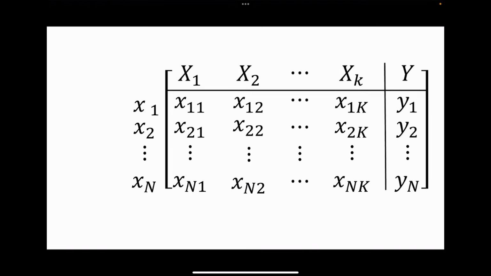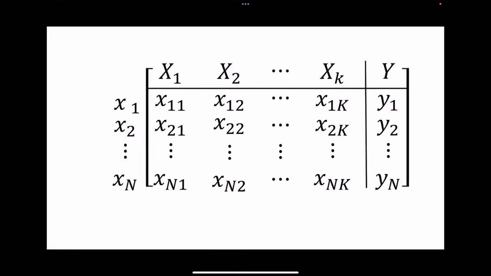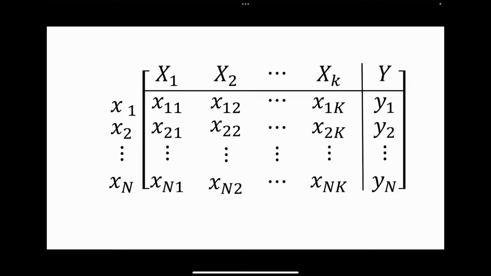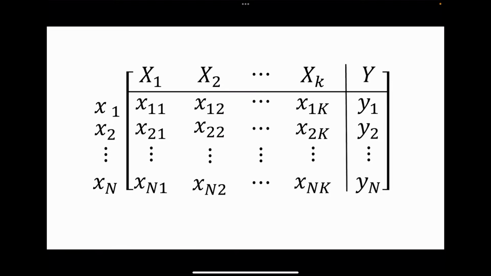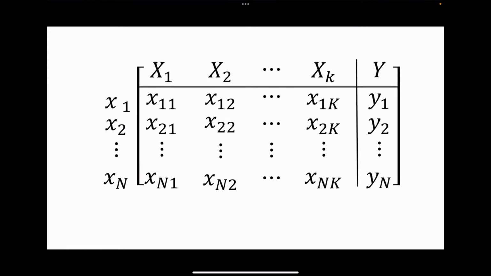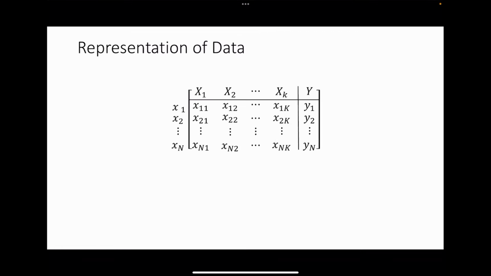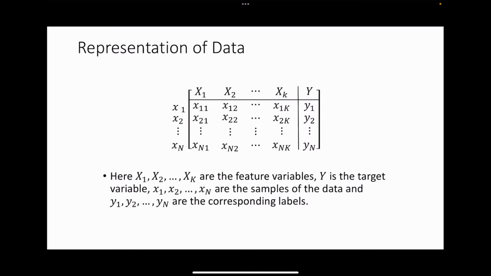Then x11 is the first sample, first attribute. x12 is attribute 2 related to the first sample. Similarly, x1k will be attribute k with respect to the first sample. Similarly, y1 is the output label corresponding to sample x1. Then x21 is attribute 1 corresponding to sample 2, and so on. This is the mathematical representation for data, and it can be represented in a tabular or matrix form. x1, x2, xk are the feature variables, and y is the target variable. The samples of data are x1, x2, xn, and y1, y2, yn are the corresponding labels.